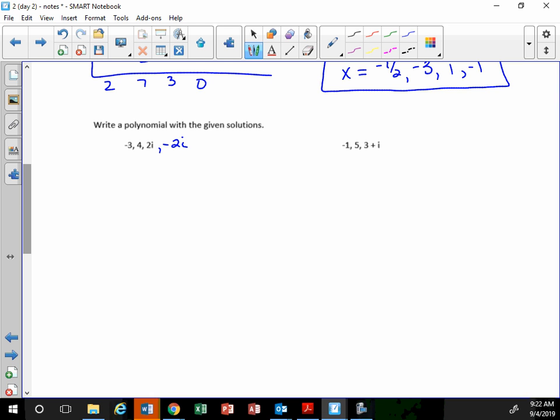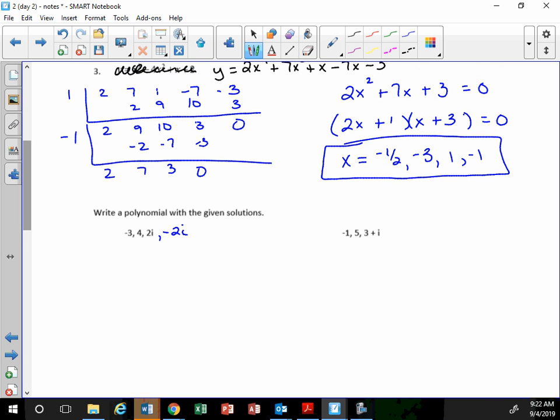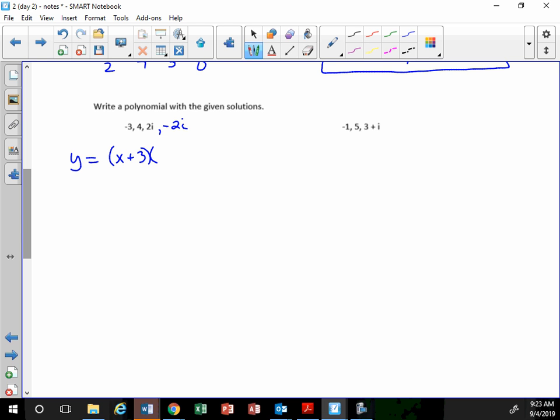Okay, then to write a polynomial with these solutions. So think about up here, like if my solution was -3, I had a factor that was x plus 3, right? Okay, so I've given you the solutions, you have to go backwards and write the factors. So the first solution you have there is -3. So what is my first factor? X plus 3, good. Okay, your next solution is 4. So what's your factor? X minus 4, good.